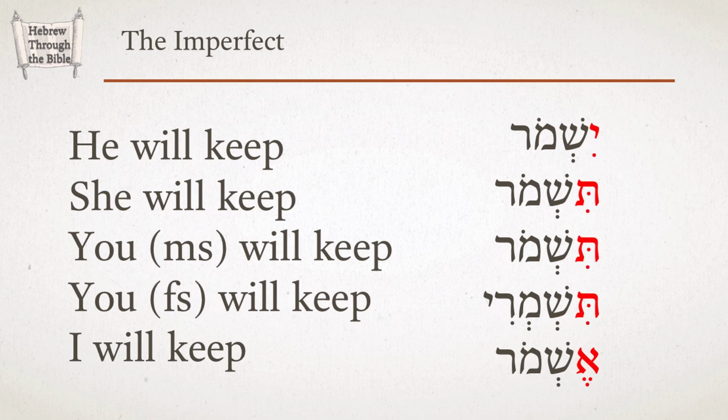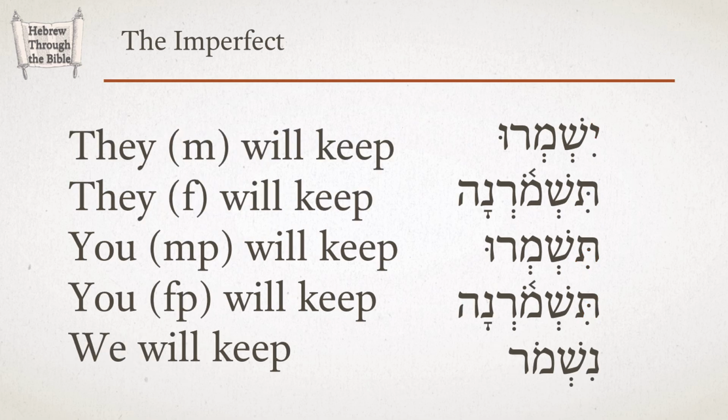You can see that the imperfect always adds something to the front of words. Sometimes the imperfect is called the prefix conjugation. Remember that the perfect, in contrast, always adds something to the end of verbs and is sometimes called the suffix conjugation. Now say down these imperfect forms with me, starting Yishmor. Yishmor, Tishmor, Tishmor, Tishmeri, Eshmor.